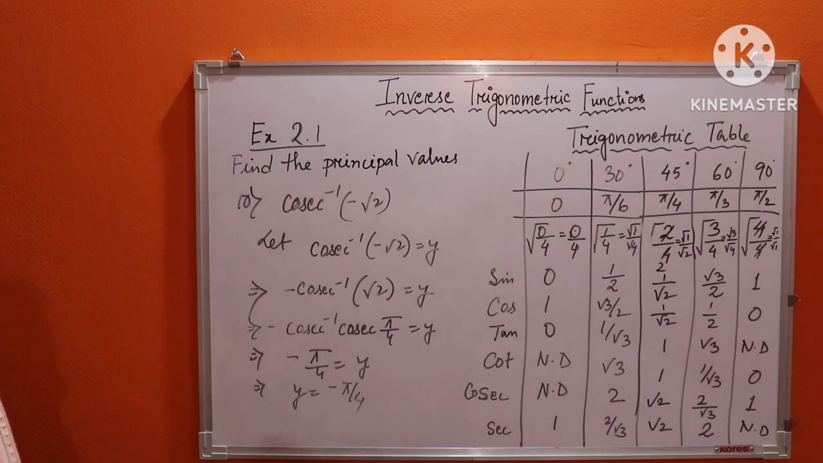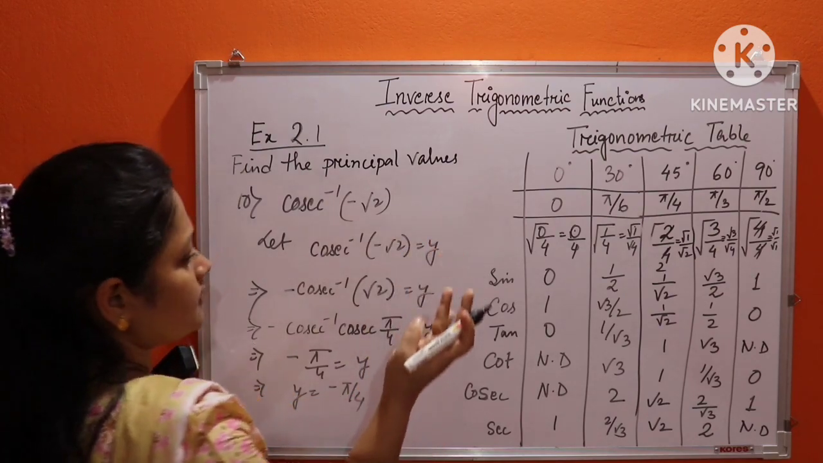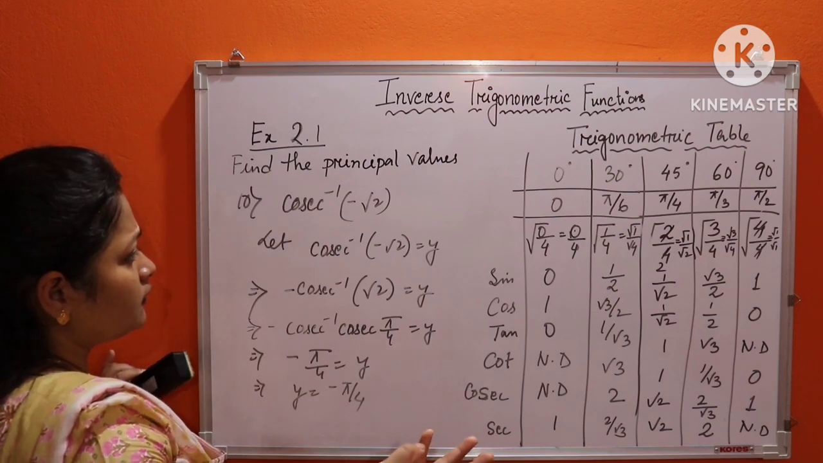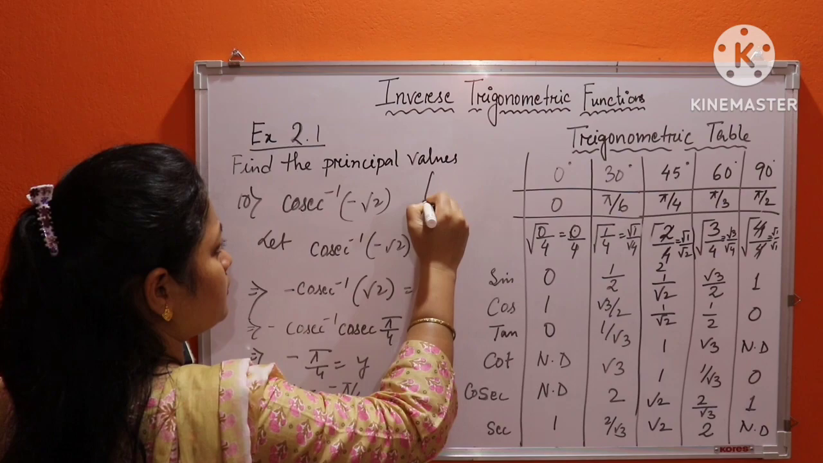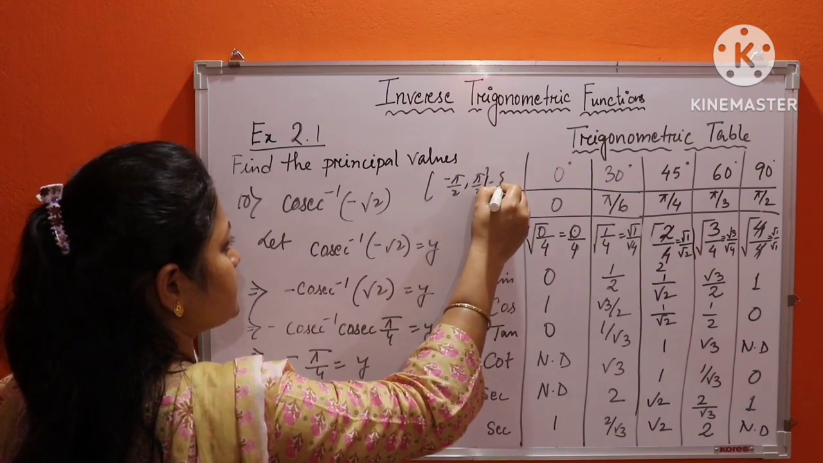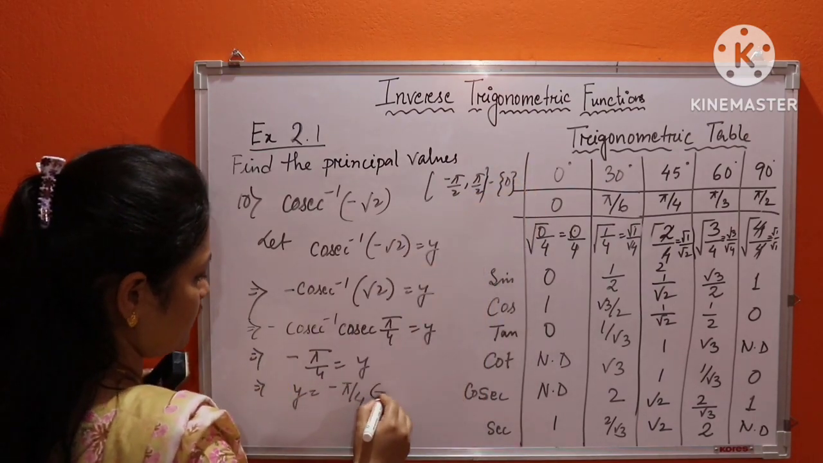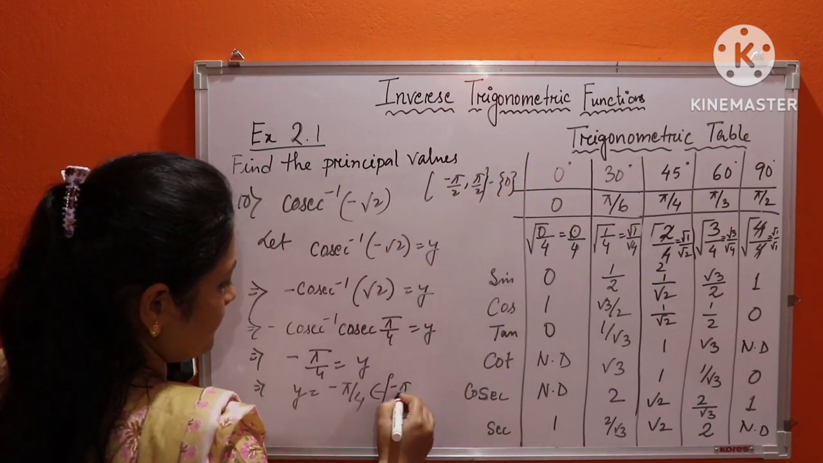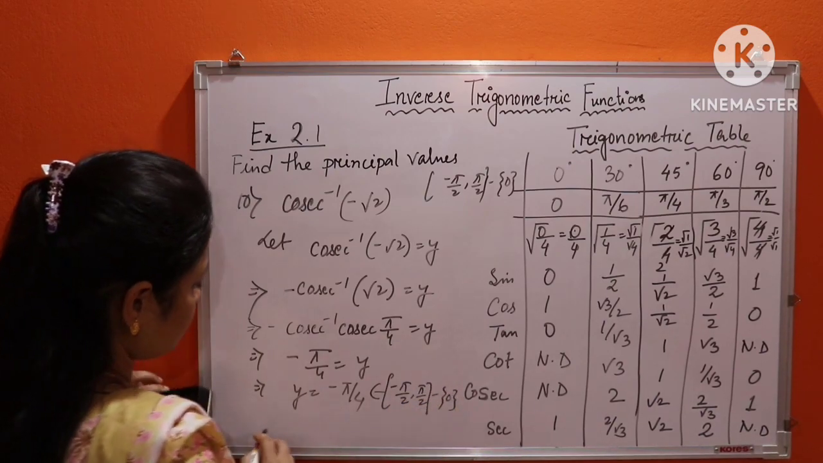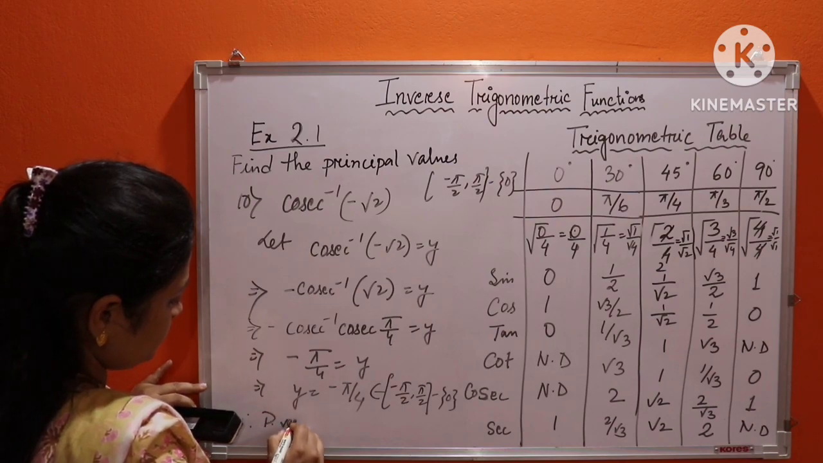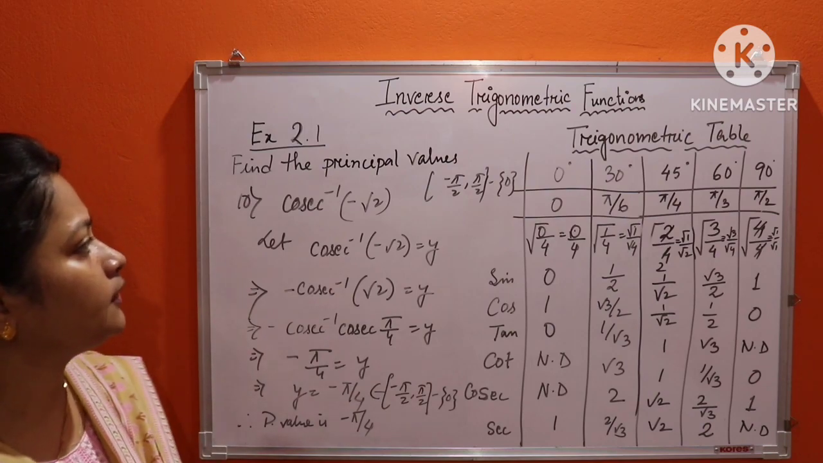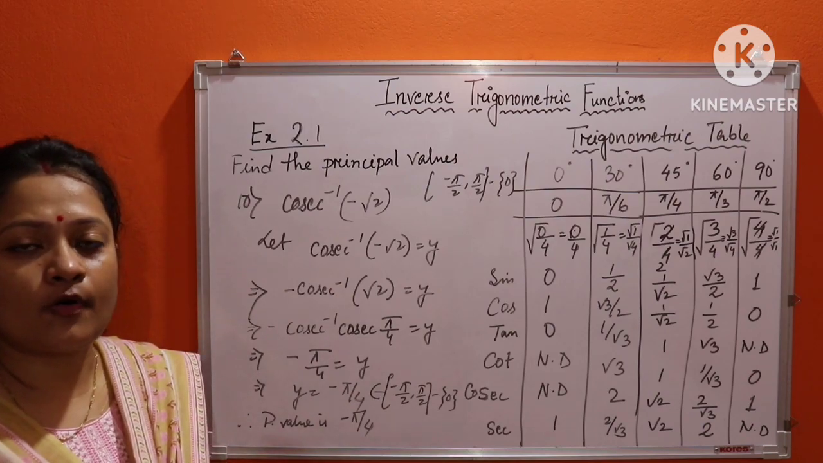Cosec belongs to the first family: sine, cosec and tan. The range is minus pi by 2 to pi by 2, where 0 is excluded for cosec. So therefore the principal value is minus pi by 4. Hope all of you have understood.